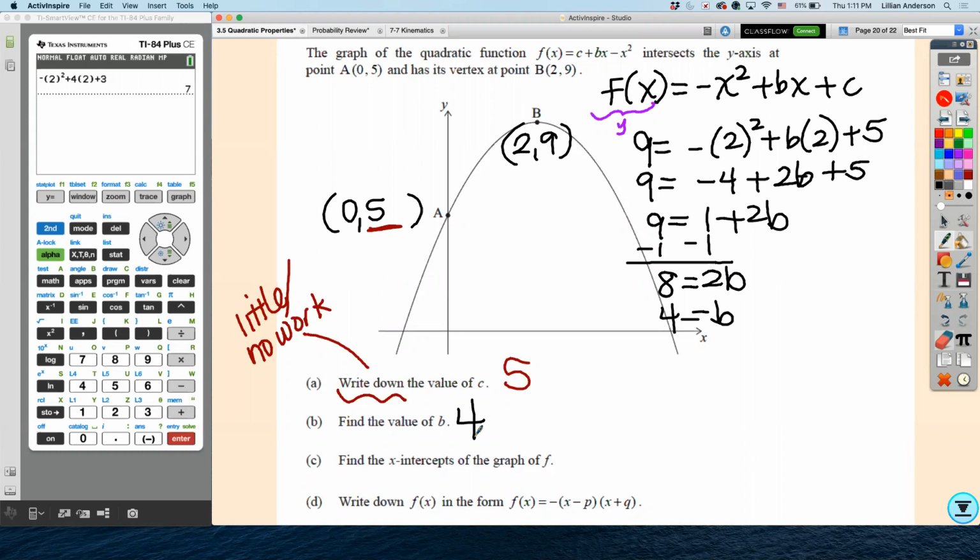There is another way to do this. What's your formula for the axis of symmetry? So if you know the x coordinate of your vertex, you know your axis of symmetry. So I can plug in 2 for x, and then what's the value of a? -1. So this becomes 2 equals negative b over -2, which is just a positive b over 2, and then multiply both sides by 2. You could have done it this way as well.